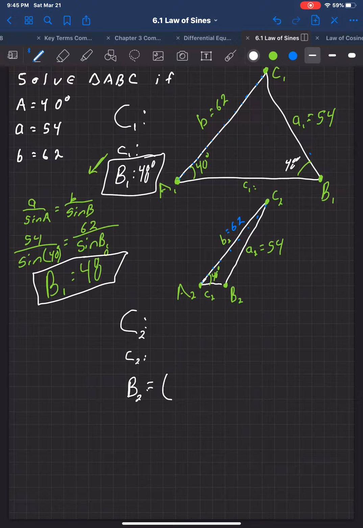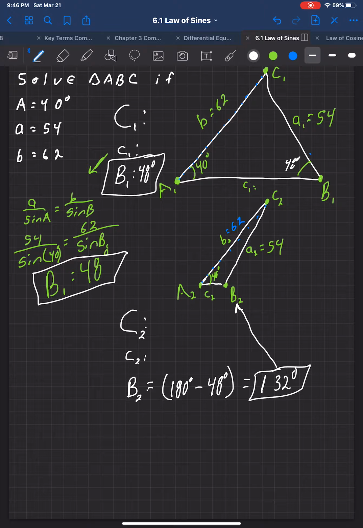Just take 180 degrees minus whatever you got for angle B of the large triangle. So minus 48 degrees. And I'm telling you what's left, the 132 degrees, is the angle B of the small triangle. Right? That's not bad.